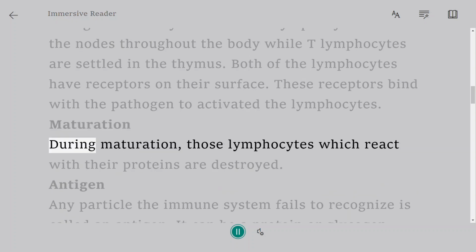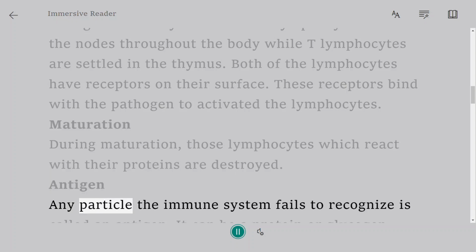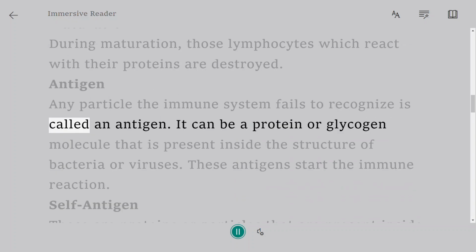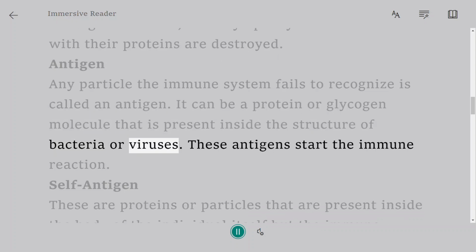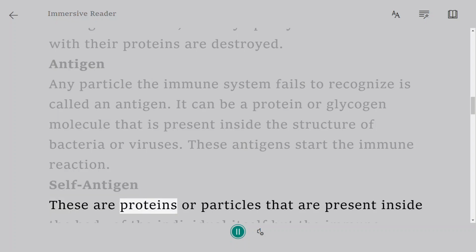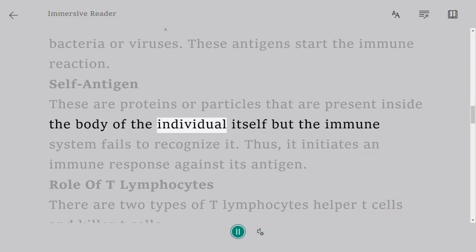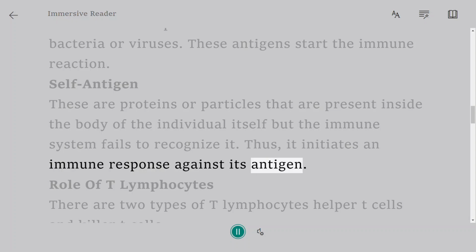Maturation. During maturation, those lymphocytes which react with the body's own proteins are destroyed. Antigen. Any particle the immune system fails to recognize is called an antigen. It can be a protein or glycogen molecule that is present inside the structure of bacteria or viruses. These antigens start the immune reaction. Self-antigen. These are proteins or particles that are present inside the body of the individual itself, but the immune system fails to recognize them. Thus, it initiates an immune response against its own antigen.